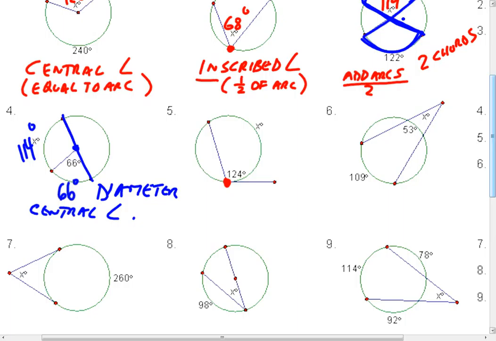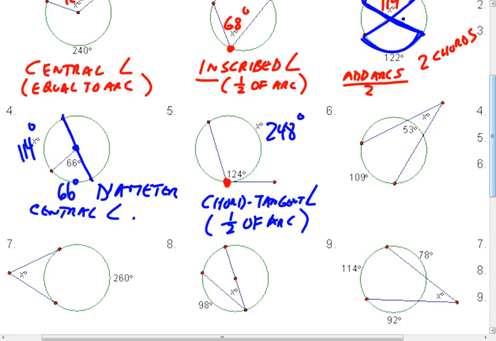What are we looking at in number 5? What did we call that in our rules up on the sideboard? This is a chord tangent angle. What is the rule for a chord tangent angle? Arc's double, or the angle is half of its arc. So which is going to be bigger? The angle or the arc? The arc. 248.